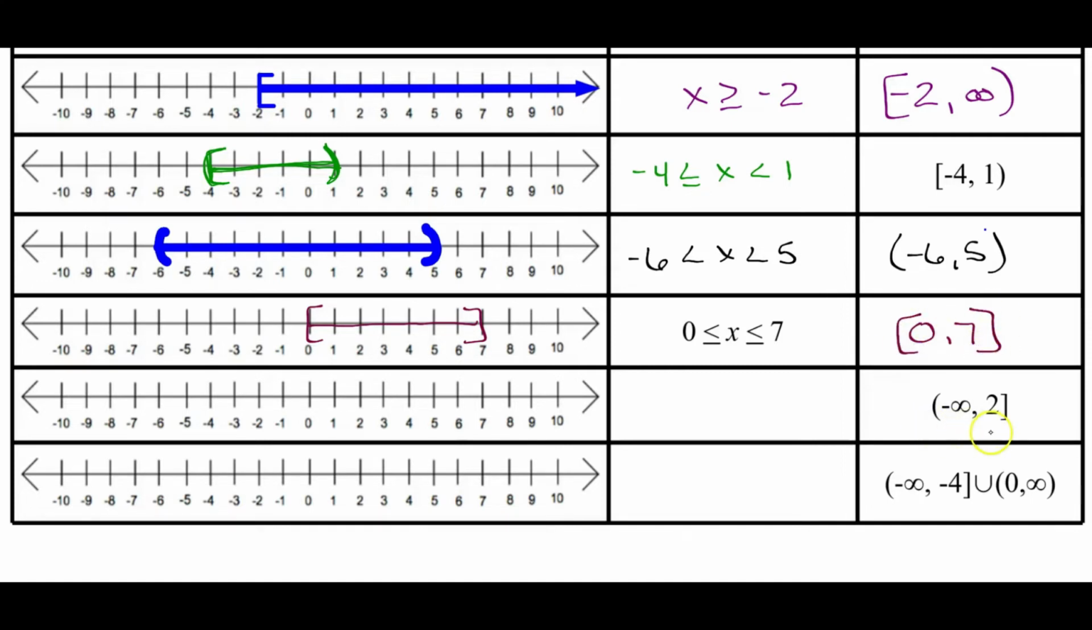Next, we have negative infinity to 2. From the left, we're going to come until we get to positive 2, and then there's a square bracket on the positive 2, so we're going to include it. In interval notation, we have (negative infinity, 2]. As an inequality, we're going to have x is less than or equal to 2.